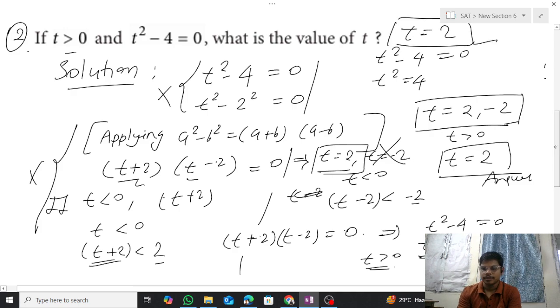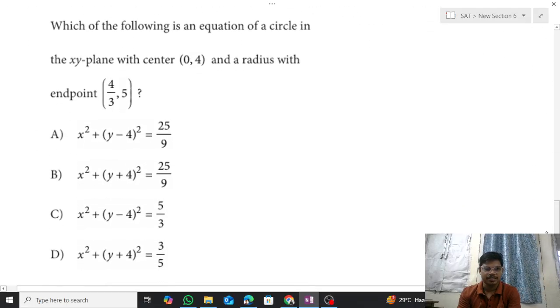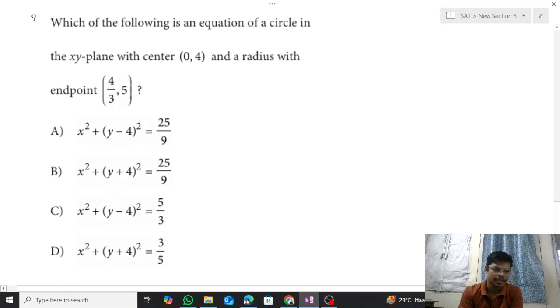Okay. The next question, question number 3, and that is a very easy question. Let's solve this. What does question number 3 say? Which of the following is an equation of a circle in the xy plane with center 0, 4 and radius with endpoints?